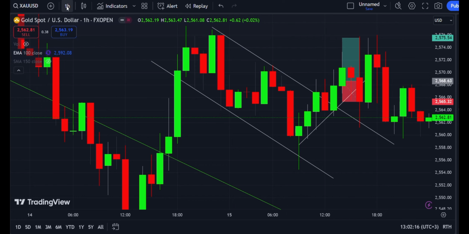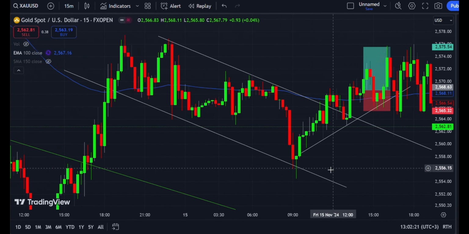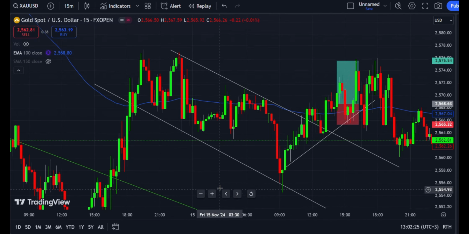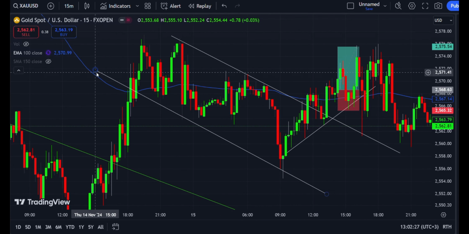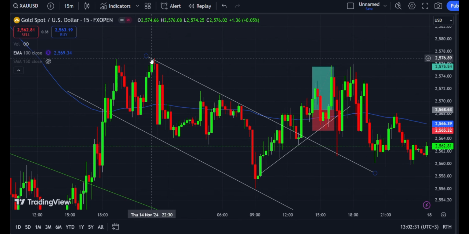Okay, let's move on to the 15 minutes, because for such fast trades, I actually trade them on the 15-minute time frame. Wow, look at how perfect it looks. So guys, as you can see here, it's very perfect here and also here.